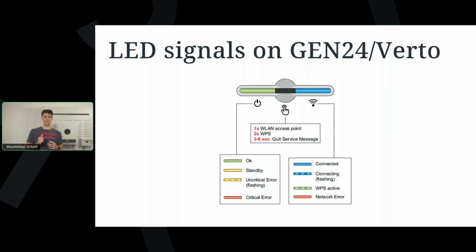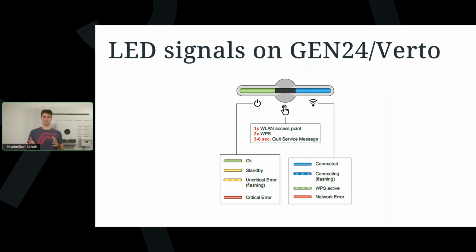If you're touching it twice, then the WPS function is activated. If this function is activated at the inverter and at the Wi-Fi router at the same time, then those two can connect without using a password. So perfect if you or your customer have forgotten the password, then just open the WPS function. And if you're holding 3 to 6 seconds on the touch point, then you can quit service messages if there are some. Let's go to the LEDs.